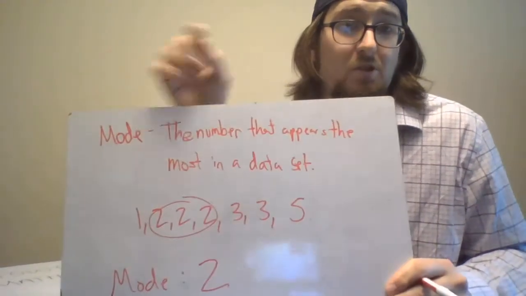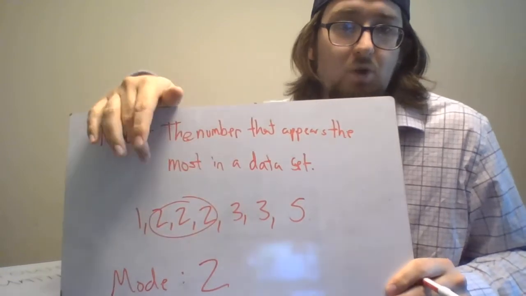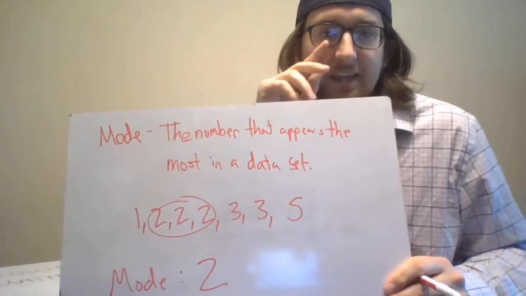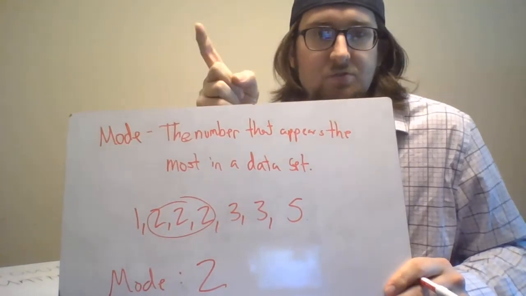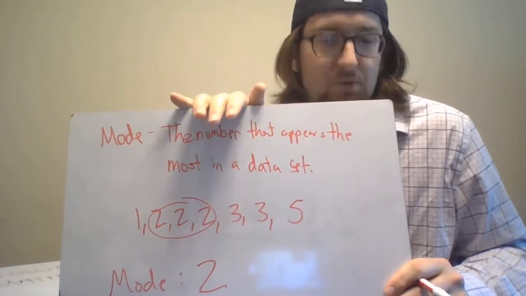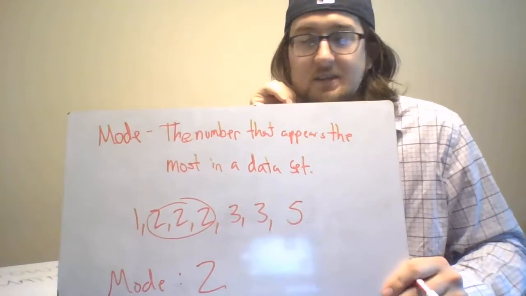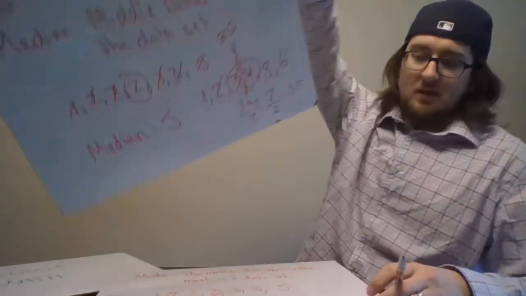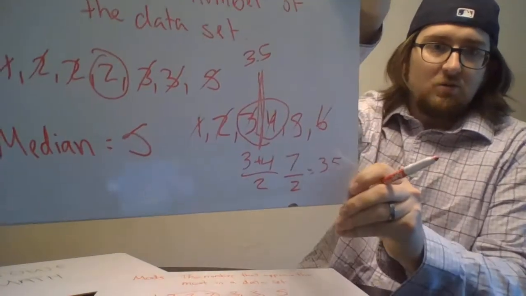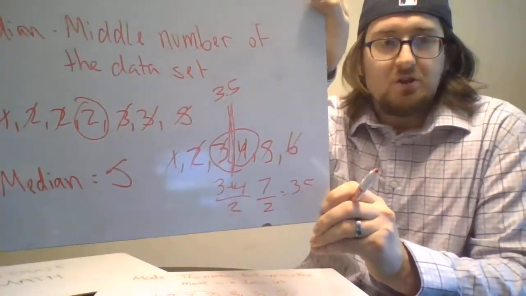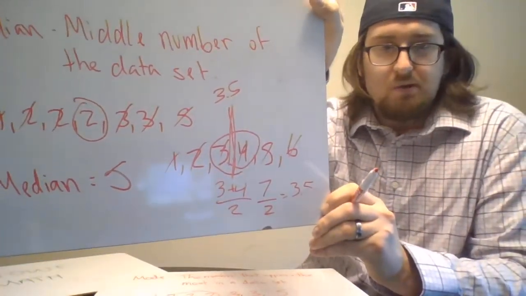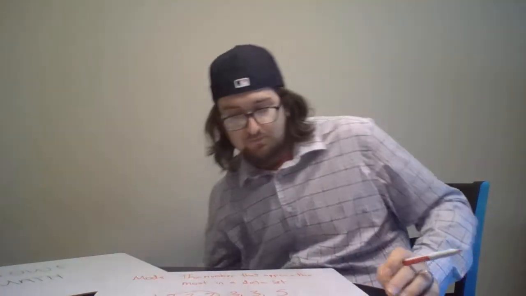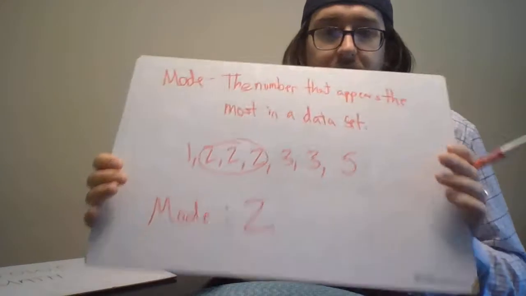What if there were 3 3s as well? What if it was 1, 2, 2, 2, 3, 3, 3, 5? In that case, you would have 2 modes. You would have 2 and 3. Is it possible to have no modes? Yes, it is. In our example we just did with the median down here, the 1, 2, 3, 4, 5, 6, there will be no modes there because no number appears more than another one. They're all the same. So the mode would be none. Okay, so that is mode.